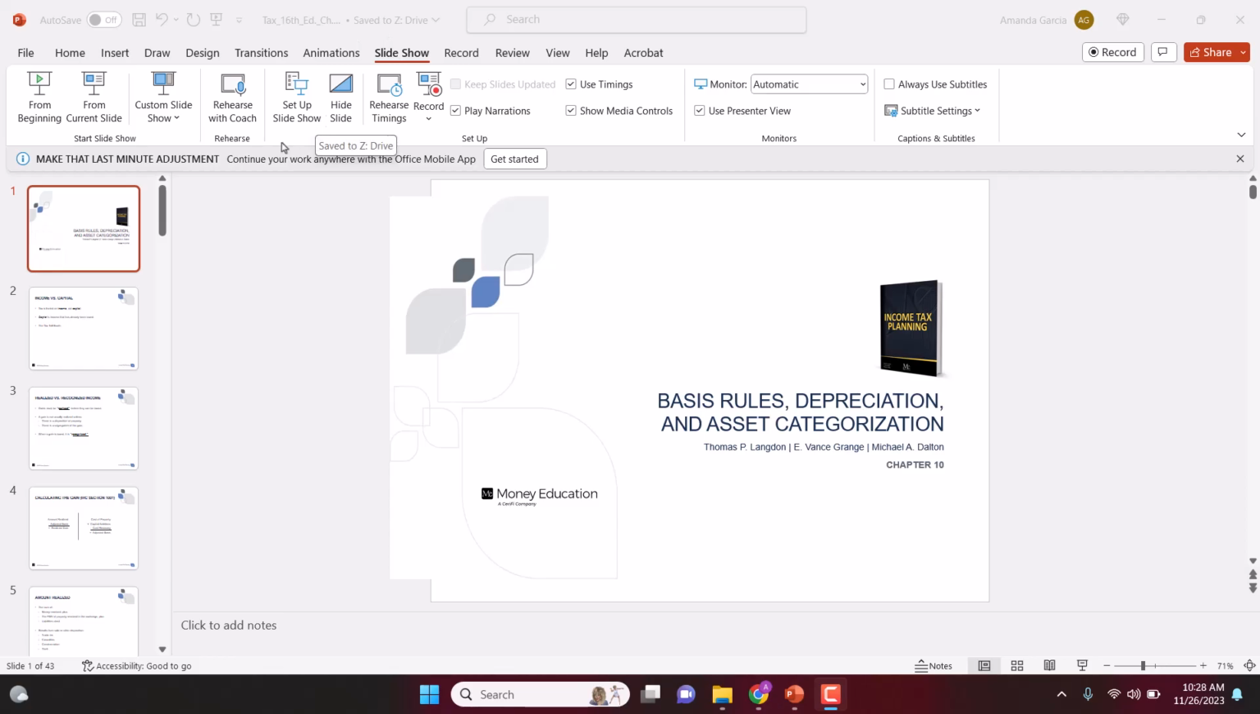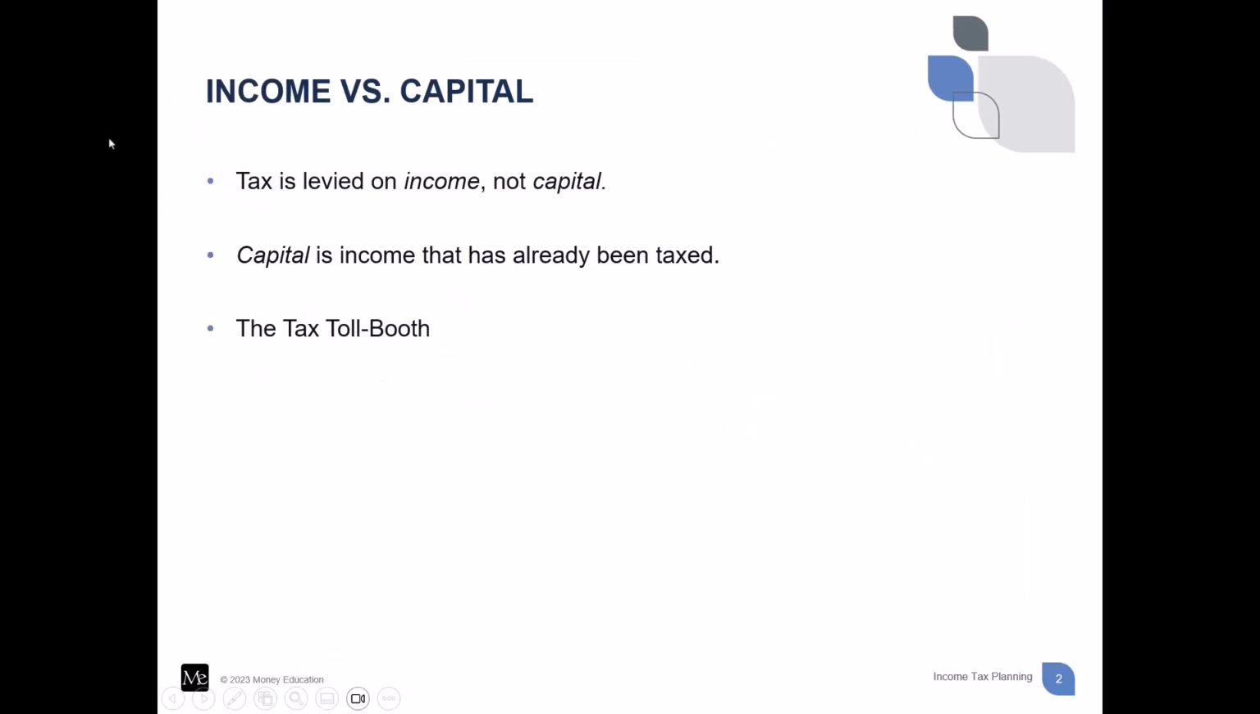This is an overview of basis rules, depreciation, and asset categorization. So we're going to talk about the difference between income versus capital. Tax is levied on income, not capital. Capital is what we're investing. Capital is income that has already been taxed. And we're going to talk about the tax toll booth.